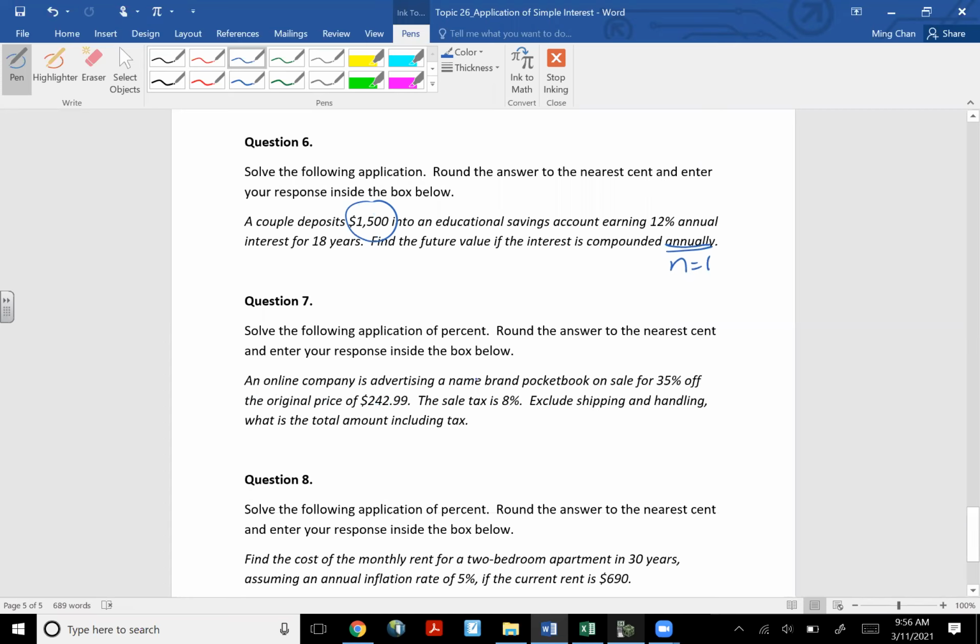An online company is advertising a name brand pocketbook on sale for 35% off the original price. The sales tax is 8%, excluding shipping and handling. What is the total amount including tax? This problem actually comes from the previous one. Not quite sure why I put it here, so if you don't mind, do this problem. This is from the sales tax problem. 35% off the original price of 242. This problem is a lot like buying that red coat. All right, find the total amount, please.